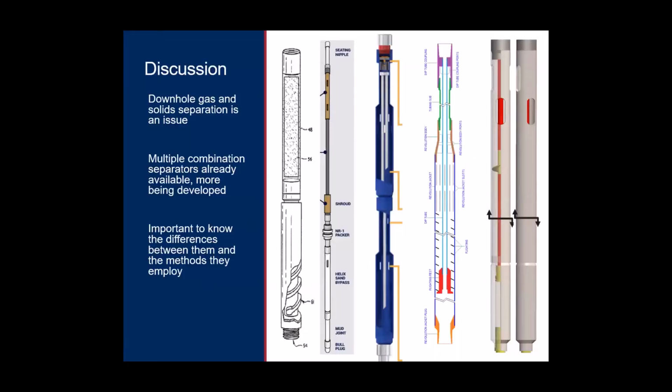I think that kind of brings us to the conclusions: downhole gas and solid separation is an issue. We have gas and solid separators out there that work various models, but I think it's important to know the differences between them and which method you would employ in a certain type of well. They don't all work the same, and they don't all work in all applications. And that's essentially all I had.